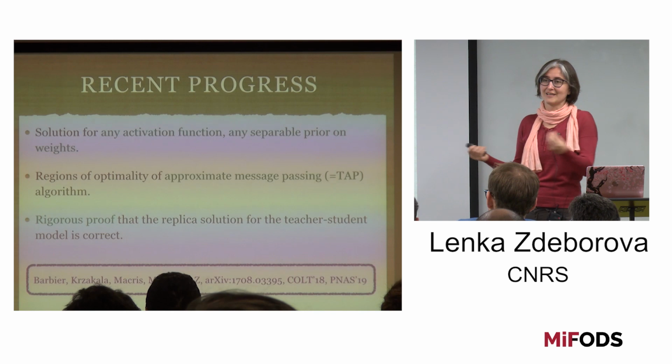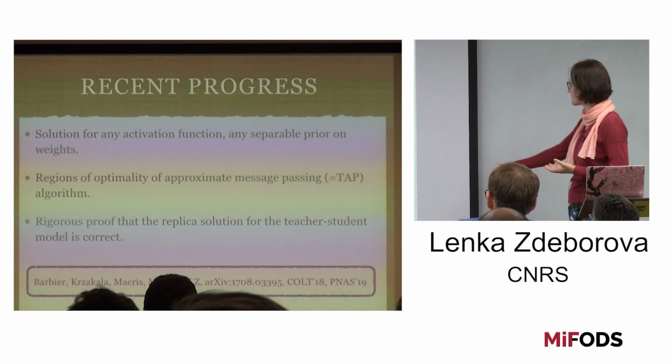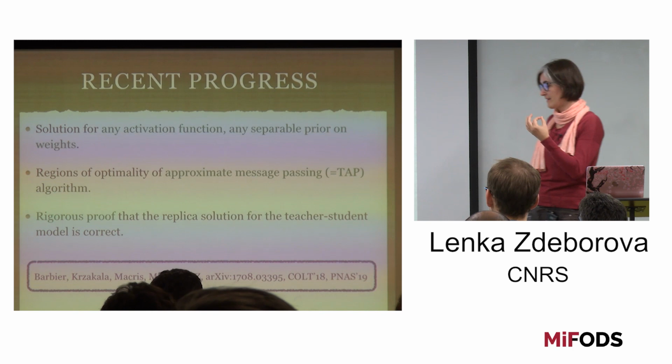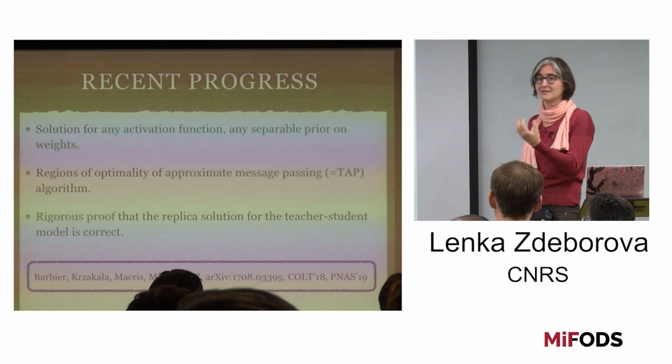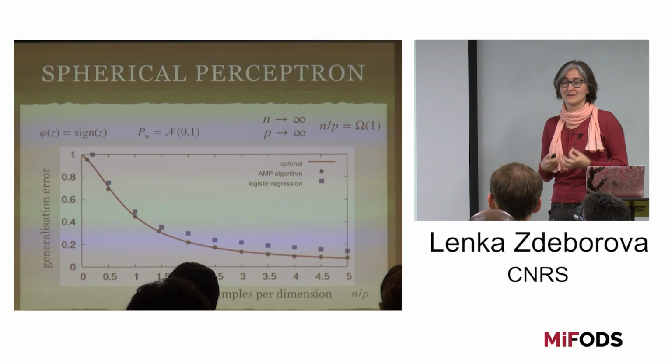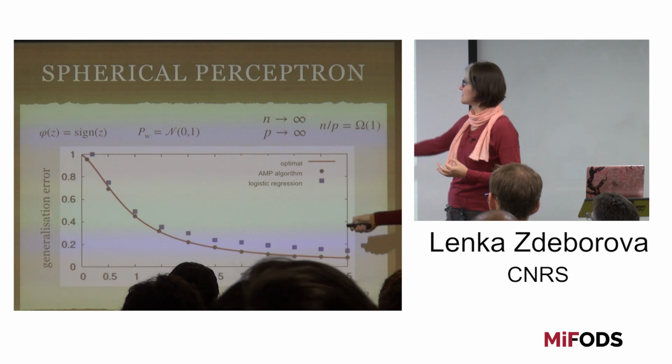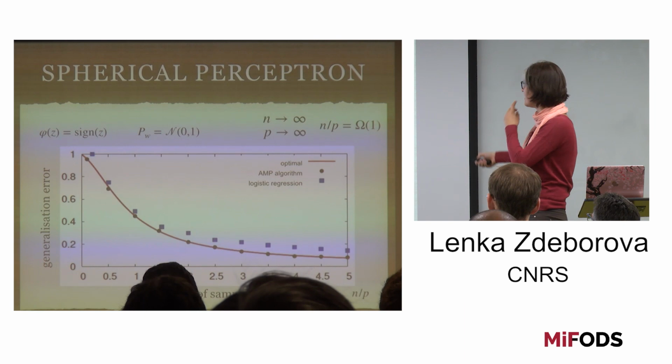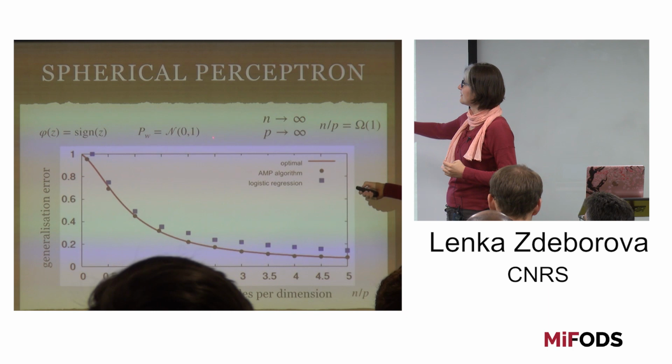So today, in this paper, we have a proof of this generic formula for the information theoretically optimal generalization error of this teacher-student model with no hidden units, with any activation and any separable prior. I could show you the formula and the proof, but rather than that, I will show you the result and then develop on that. So for instance, this is one case. I will always be plotting the generalization error as a function of this alpha parameter, number of samples divided by dimension. This is the case with a sine activation function and Gaussian prior on the teacher weights.